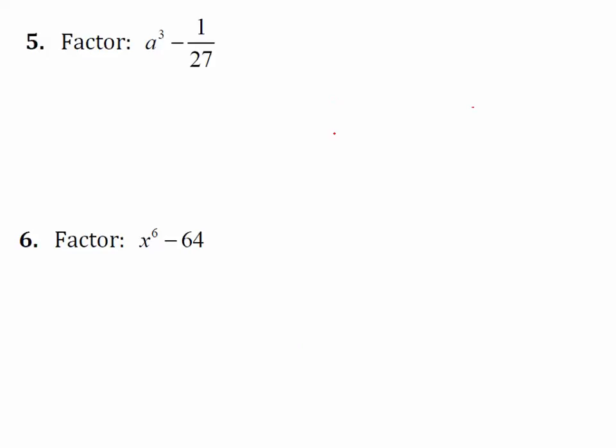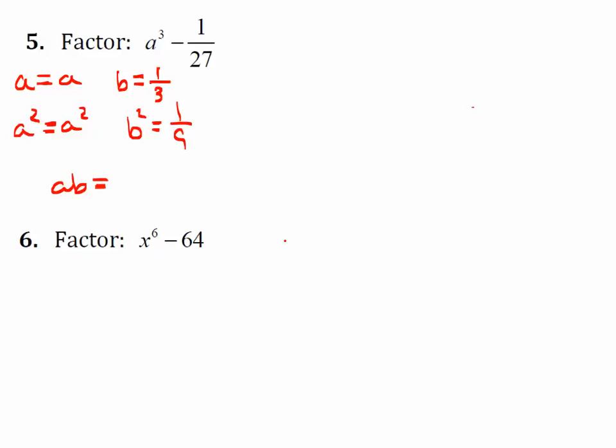Let's go for it. So, a is equal to a. Is that right? b is equal to 1/3. If you do it by terms here, so square the a, of course the same thing. If you square the b, it gives you 1/9. Is that right? It's 1/3 times 1/3. And the multiplication of those together would give you 1/3 times a, or you could put a over 3. Either one of those would work.